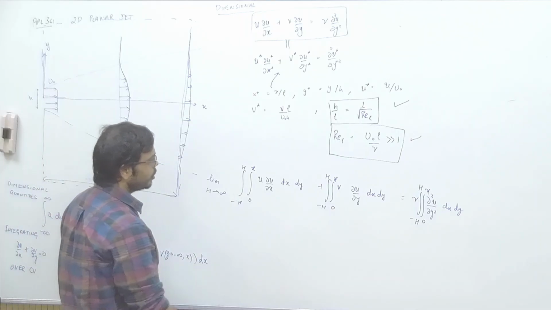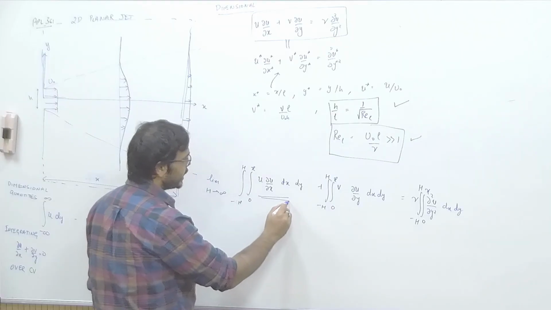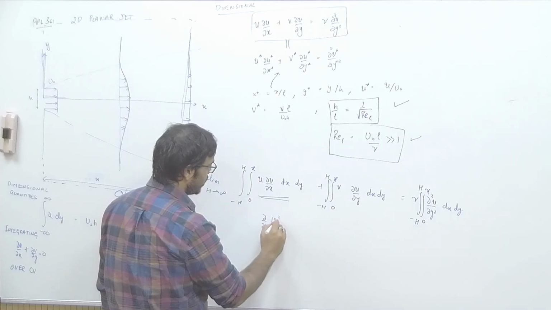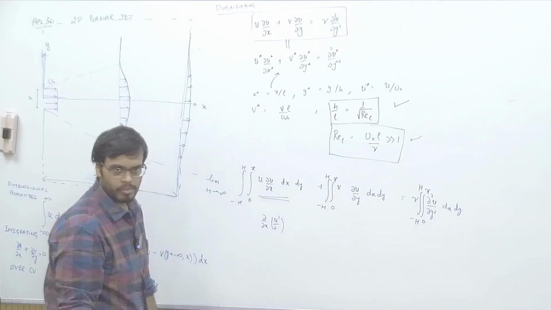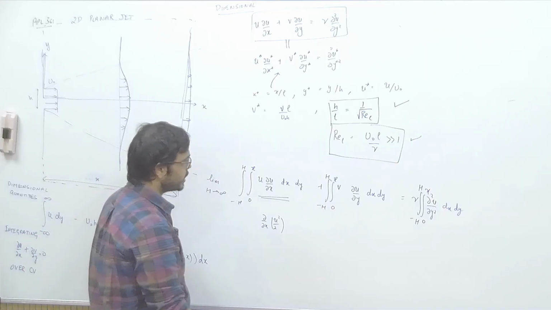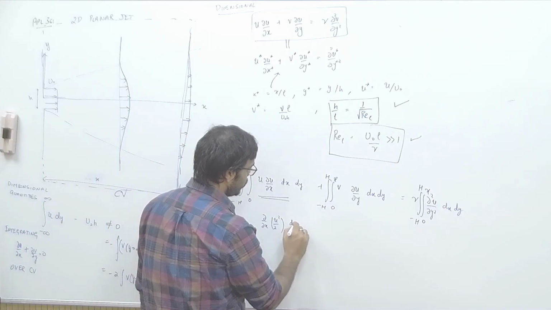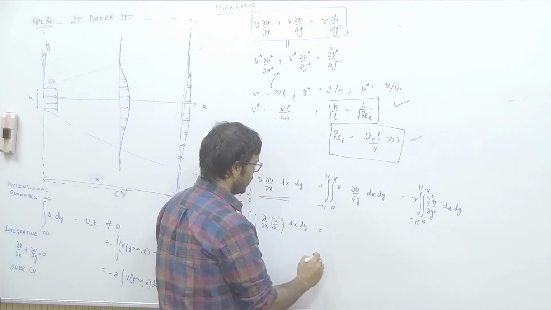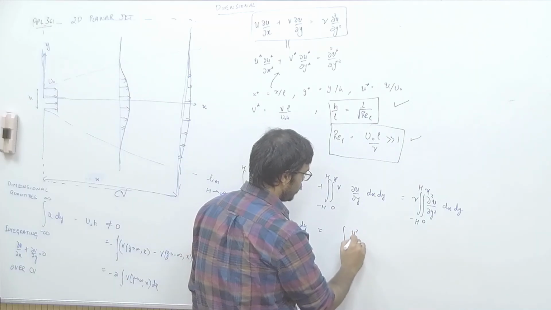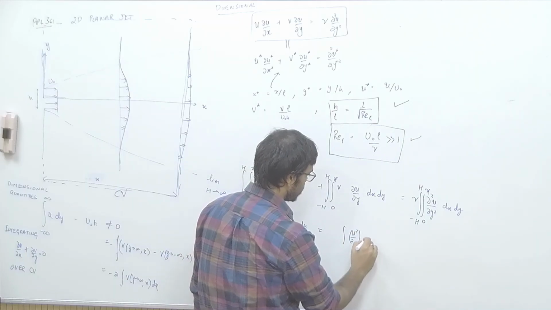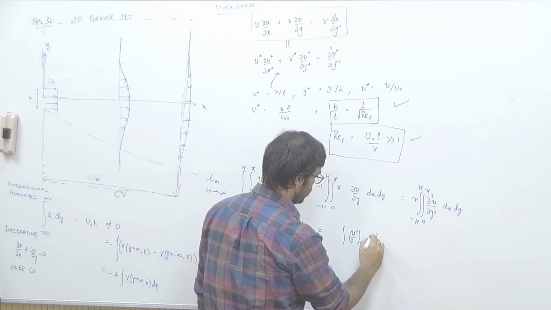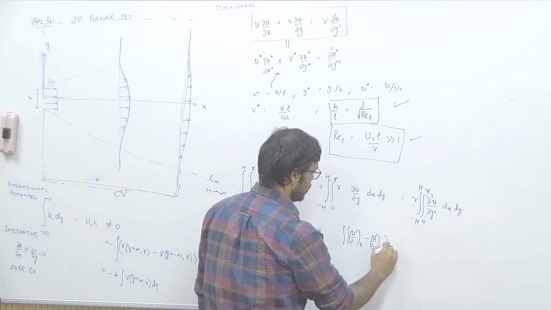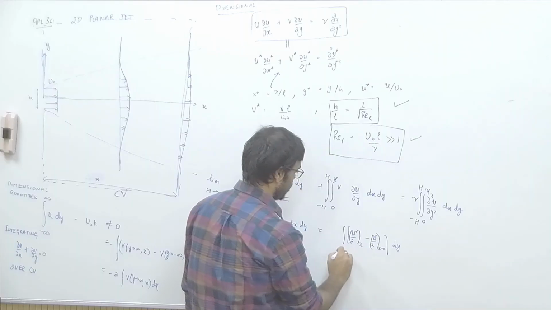Okay, now if you look at this term, this is a complete derivative, right? This is del by del x of u square by 2. So you do the dx dy integration, you will get basically u square by 2 at x minus u square by 2 at x equal to 0, dy from minus H to H.